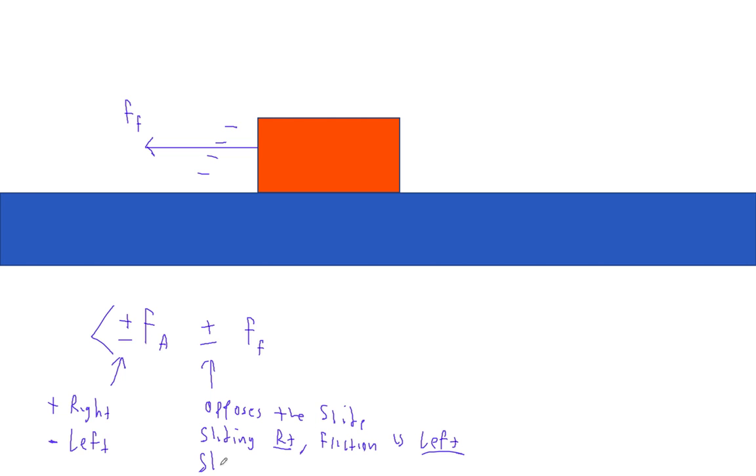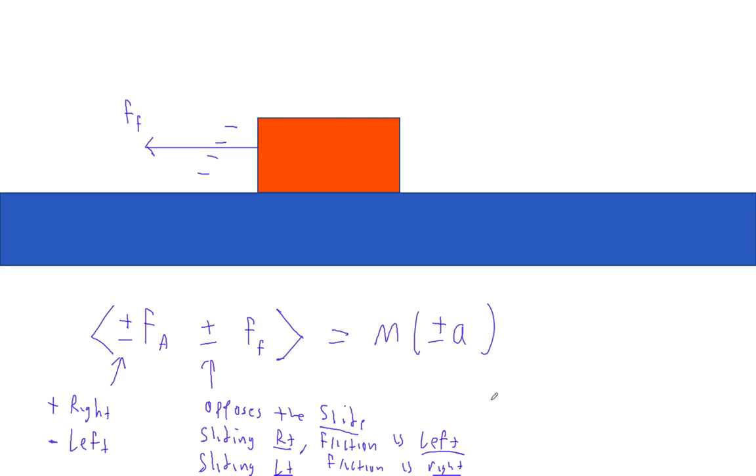If I'm sliding left, then friction is to the right. It always opposes the slide. It doesn't oppose the applied force. They can be in the same direction. It just opposes the slide. Whichever way it's sliding, it's always opposite them, okay? And then that's going to equal m times plus or minus a.